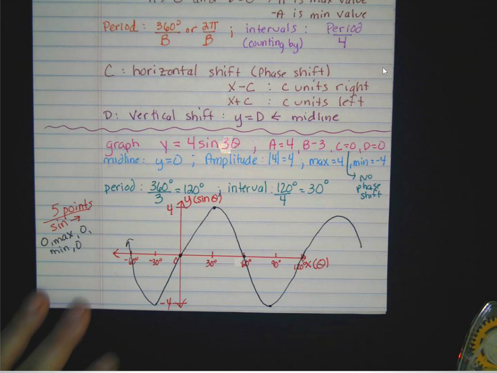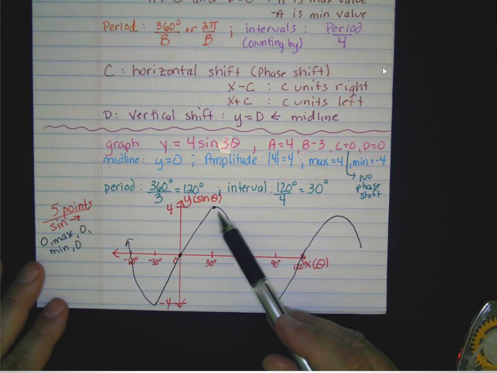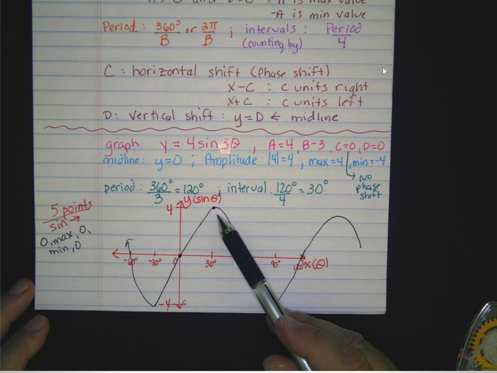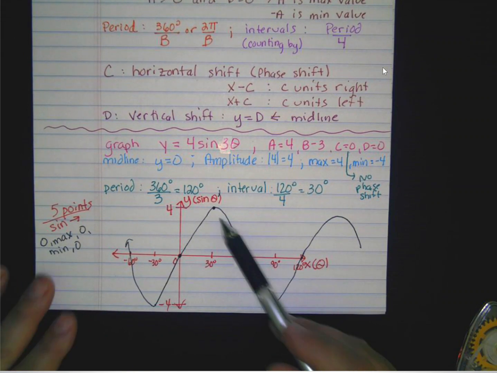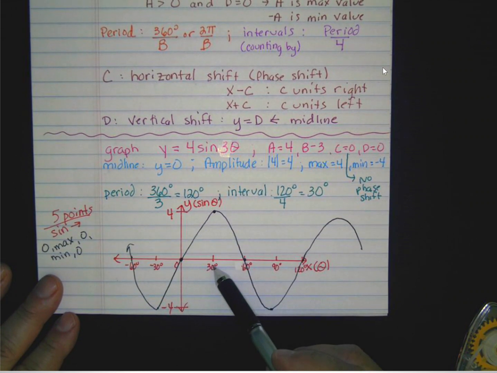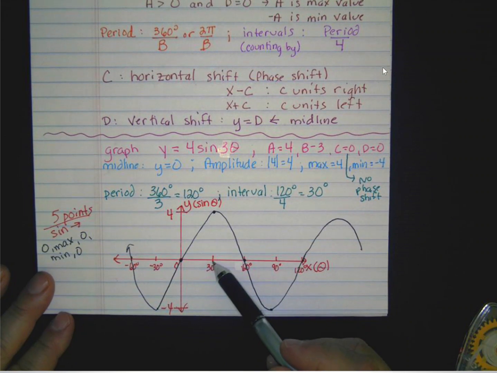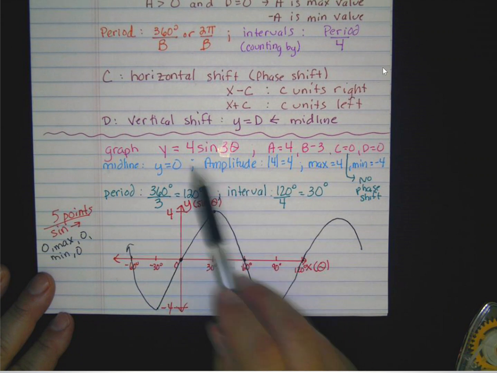Okay, so you might say, well, how can the sine of 30 degrees be 1? You just showed us that the sine of 90 degrees was 1. Well, that's true, but this is 3 times the angle. So 3 times 30 is 90. So the sine of 90 degrees is technically 1. Well, why are you at 4 then? Because it's 4 times that. See, you could plug this in and do that.